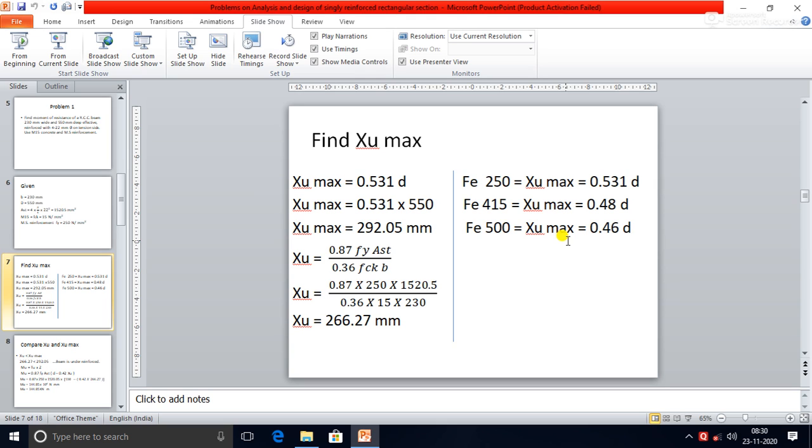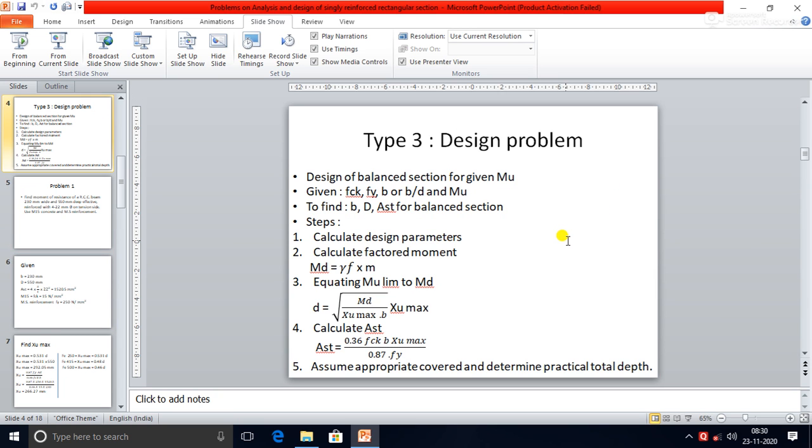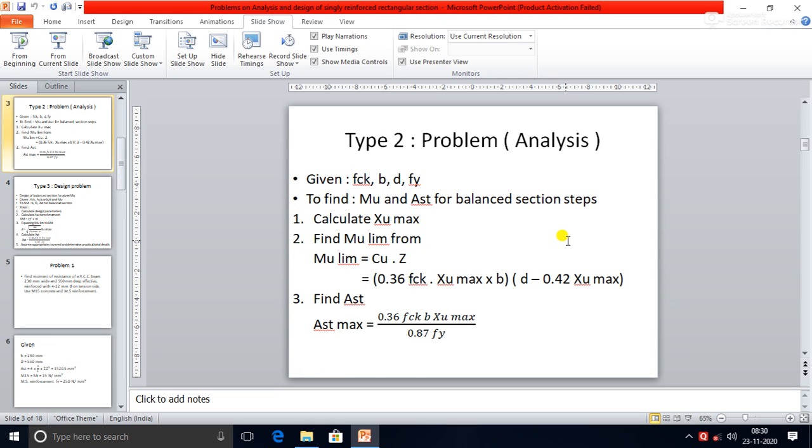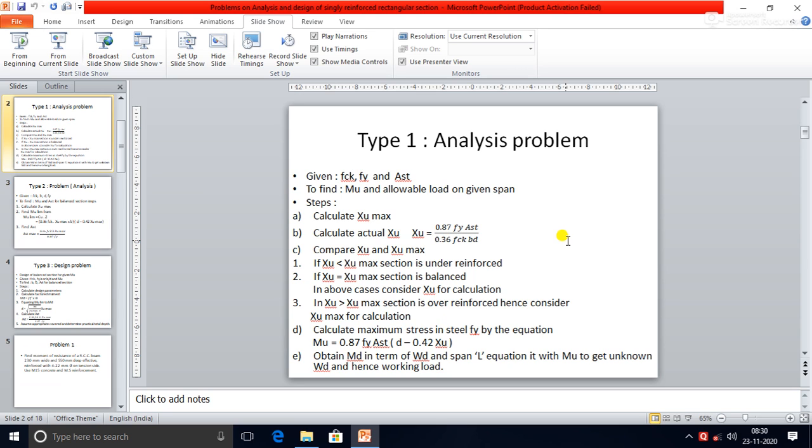You can write down anything, no problem. Then here is the first problem of analysis type. In that, you are given fck, fy, width and depth. In this analysis problem, you are given fck, fy and Ast. Then we have to calculate Xu max according to that type of steel grade. Then second, you have to calculate Xu. This formula for Xu, we derived in the last lecture. That is Xu is equal to 0.87 fy Ast upon 0.36 fck b into d.